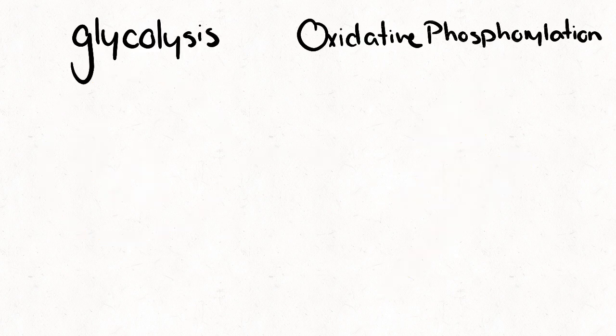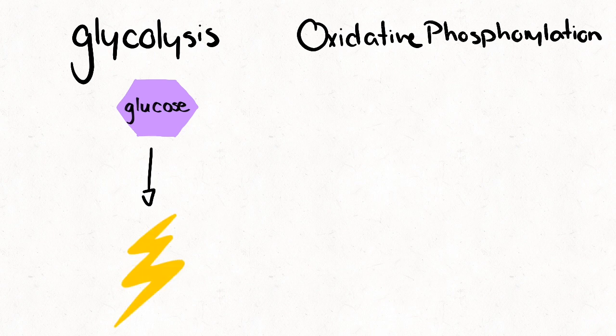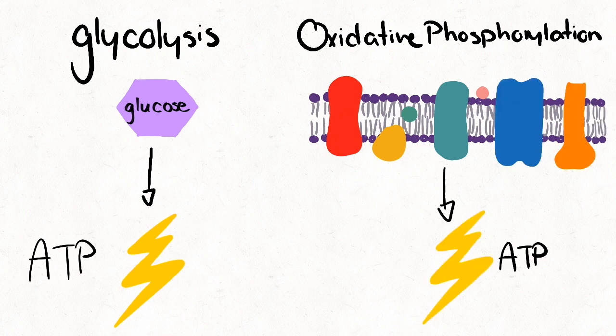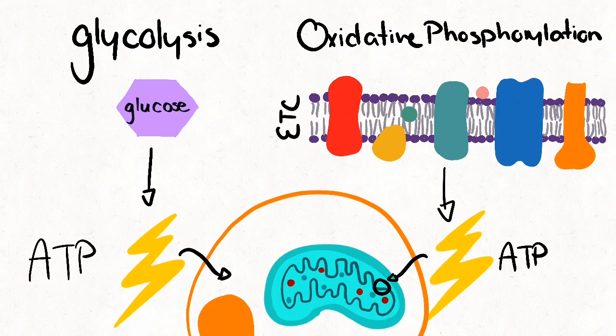Glycolysis is the process of breaking down glucose into energy that happens within the cytoplasm, and oxidative phosphorylation generates ATP, which is essentially the energy currency. This process happens within the electron transport chain that is found in the inner mitochondrial membrane.